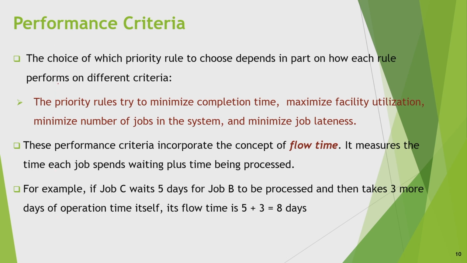We have to minimize the completion time, we have to utilize our facilities properly, and we also have to minimize the number of jobs in the system and minimize job lateness. These performance criteria incorporate the concept of flow time. It measures the time each job spends waiting plus time being processed. That means whenever a job remains in the system, that time is called flow time. For example, if job C waits 5 days for job B to be processed and then takes 3 more days of operation time itself, then its flow time will be 5 plus 3, meaning 8 days.